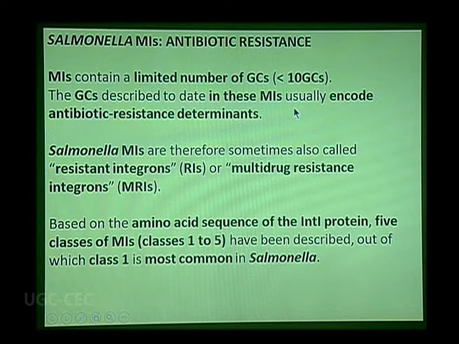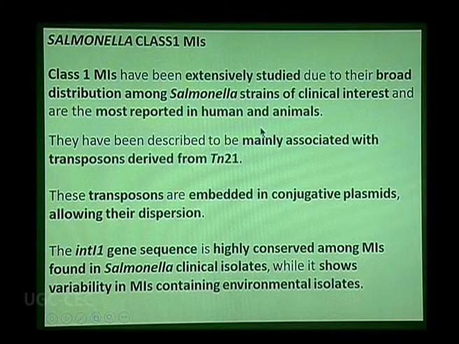Now, based on the amino acid sequence of the integrase protein, about 5 classes of MIs have been reported, out of which class 1 MIs are the most common in multidrug resistant Salmonella. That is why these class 1 MIs in Salmonella are one of the most well studied integron systems. They can carry so many different types of antibiotic resistance genes, and they are usually isolated from Salmonella strains of clinical interest from humans as well as animals.